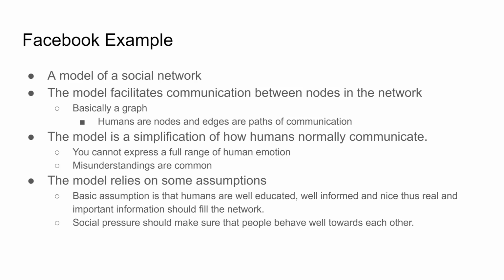So we can see that the Facebook social network is a model. It relies on some simplifications and it makes some assumptions of how things work, and it has an effect on people's lives in reality. So the system is a model.